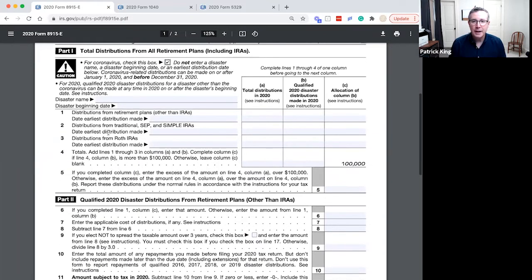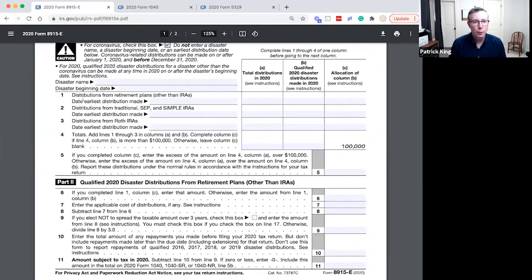So then it comes down to lines 1 through 4, essentially listing out the withdrawals that you took from your qualified retirement plans. Line 1 is retirement plans other than IRAs. So if you had a 401k plan that allowed you to do a CARES Act distribution, early distribution for the coronavirus last year, that's where that would go. 401k, 403b, any kind of non-IRA qualified plan would be line 1. I don't assume that there would be a lot of those out there.